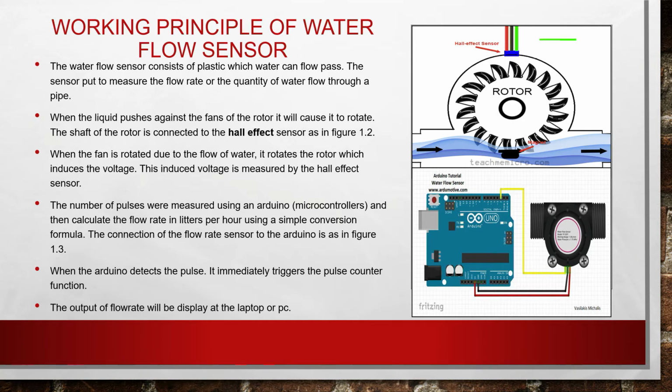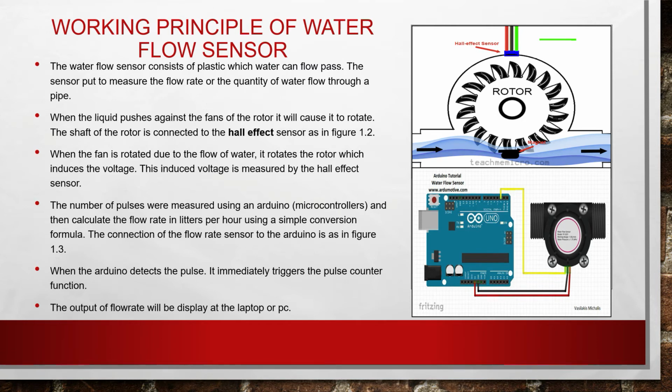Okay, apabila air lalu macam gambar sebelah ni, air lalu dia akan rotatekan rotor tu. Tu magnet yang dekat setiap rotor kat atas tu, dia akan lalu kat Hall effect sensor tu dan dia akan create pulse. Okay, kita teruskan. The number of pulses were measured using an Arduino ataupun microcontroller and then calculate the flow rate in liter per hour using a simple conversion formula.